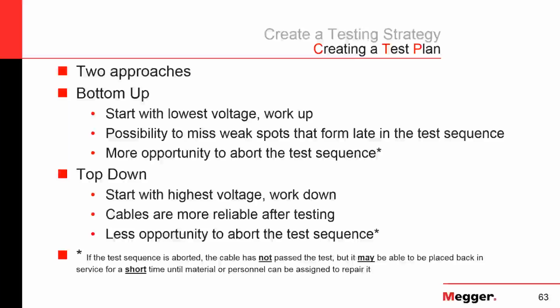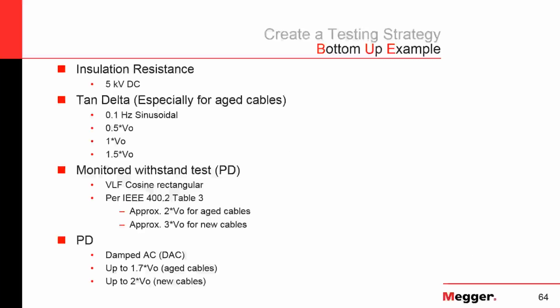Now, there's a big asterisk here. If the test sequence is aborted, the cable has not passed the test. I want to be very clear about that. The cable has not passed the test, but you may be able to place it back in service for a short time. When would you do this? If it's an inconvenient time, or material or personnel are not readily available to repair it. It's an important cable, something like that. But it's important to know that cable has not passed the test and it may fail in service. You already know that that cable's got a weak spot on it.